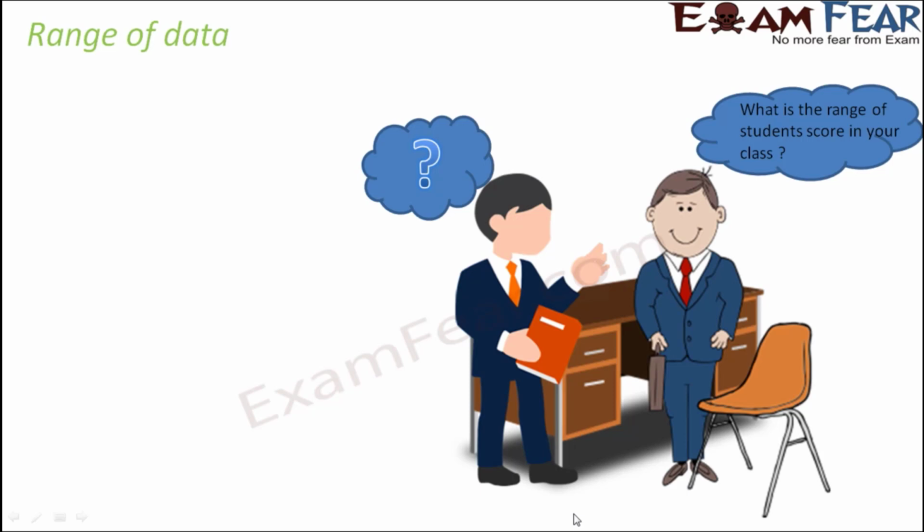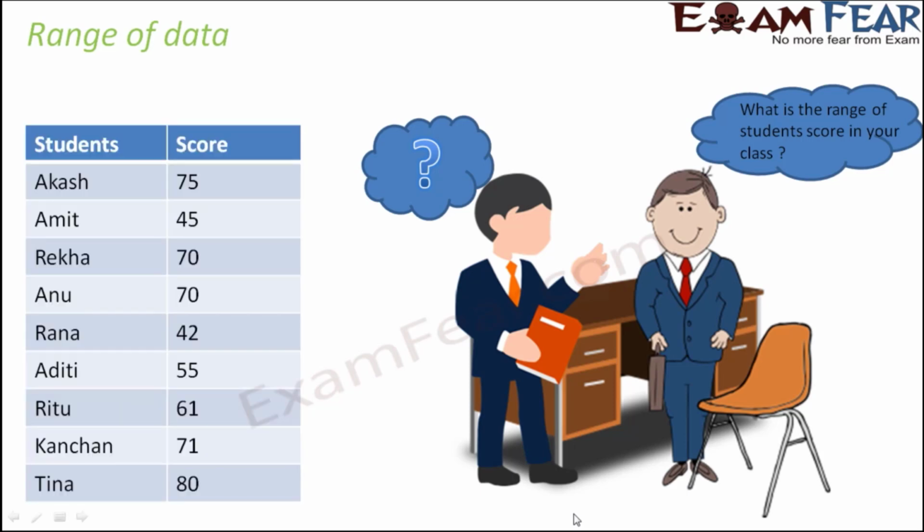The term range always means the spread of data. Let's say that this is the score of different students in the class. When we talk about range, what we want to say is, the marks obtained by different students, they are spread in what range? They are lying between what number till what number. So that is called the range. So range is nothing but the spread of data. It indicates the spread of a group of data.